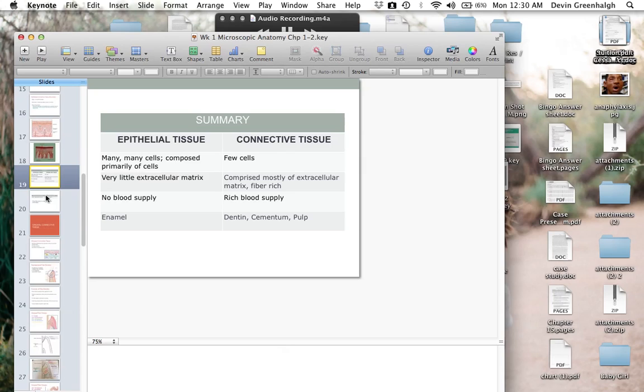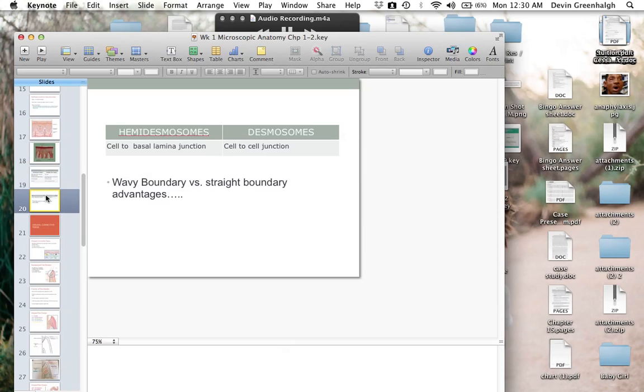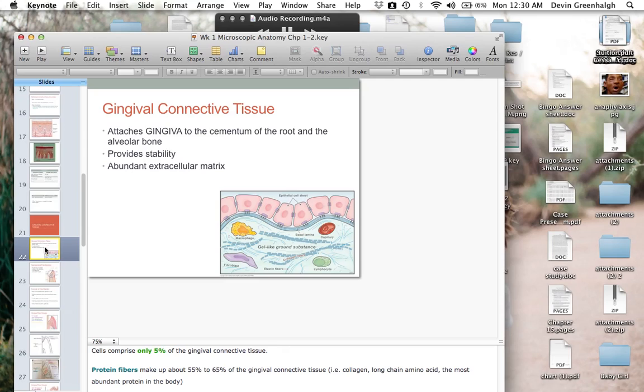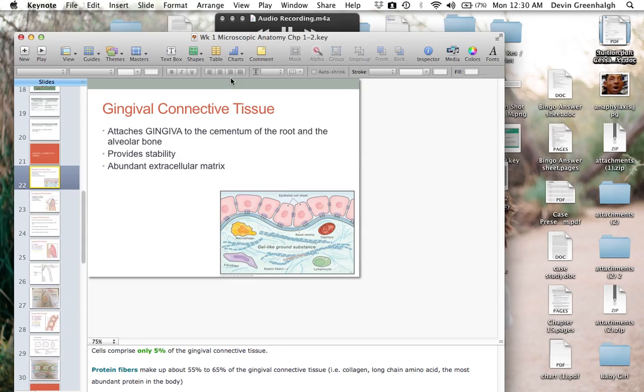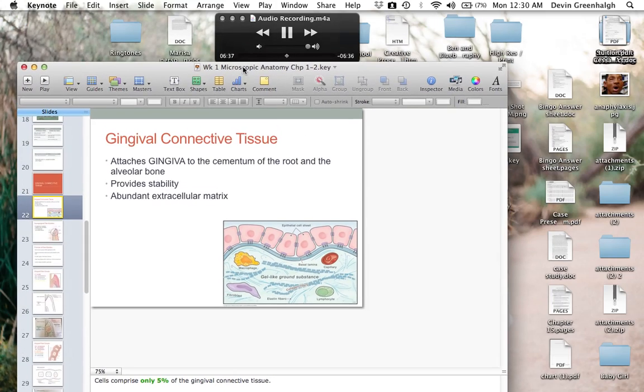Alright. Now let's talk about our gingival connective tissue. So, gingival connective tissue attaches gingiva to the cementum of the root and the alveolar bone. It provides stability, and it has an abundant extracellular matrix.